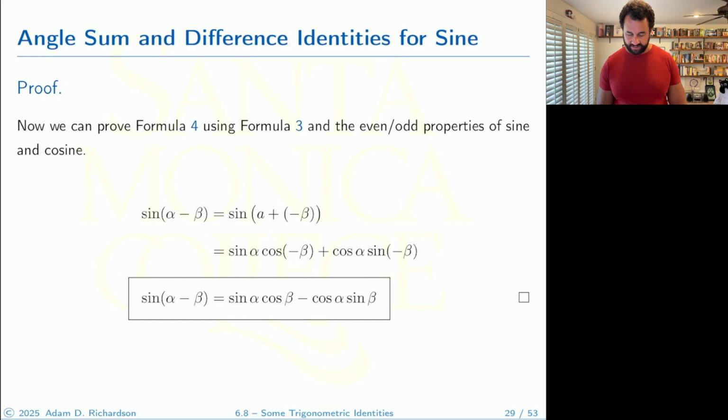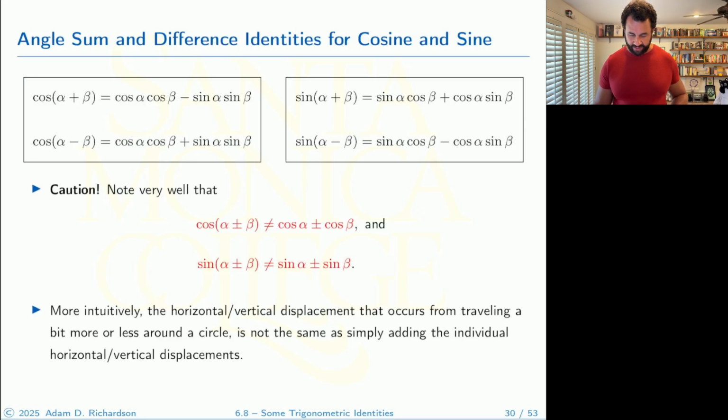Cosine of negative beta, well, cosine is an even function, so the negative doesn't matter. You get that. Sine is an odd function, so you're going to get negative sine of beta. And so this becomes that. There's that negative. And now we have a formula for the angle difference. All right. Whew. A lot of proofs, just boom, boom, boom, falling right out.